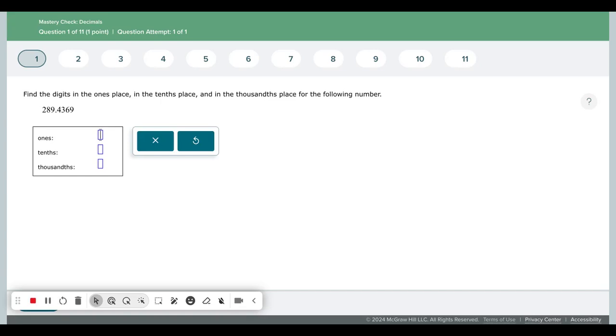So I'm going to walk you through the decimals mastery check just because it kind of has every skill that we will want to master by the time we're finished with this unit. So I can kind of walk you through all of them for practice. So here we go. The first few mainly had to do with place value.